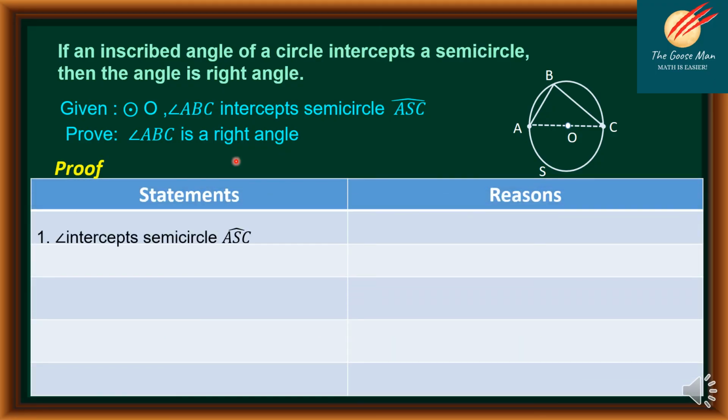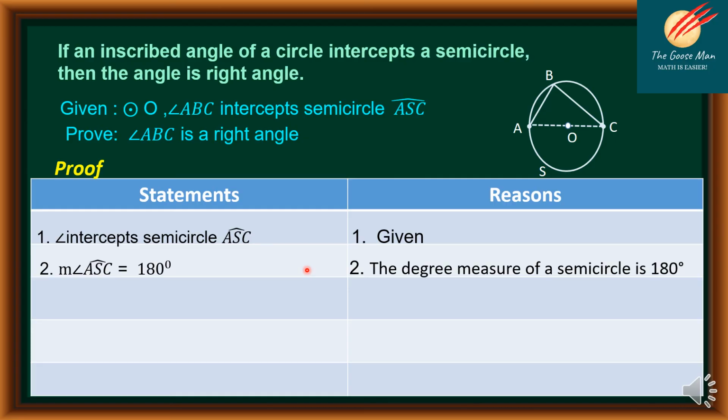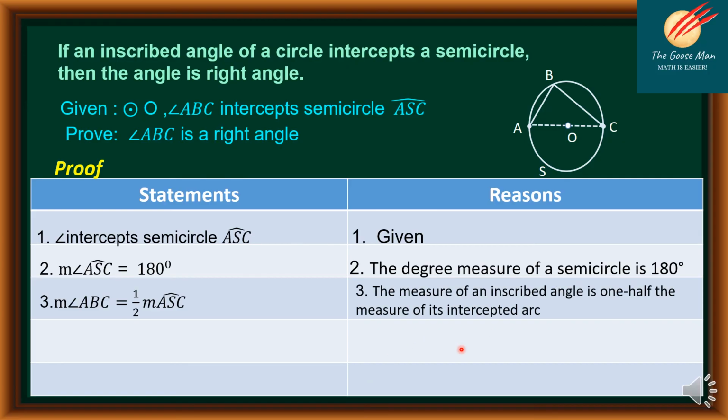For our statement number 1, arc ASC is the semicircle intercepted by angle ABC, and the reason is given. For number 2, the measure of arc ASC is equal to 180 degrees because the degree measure of a semicircle is 180 degrees. For our third statement, the measure of angle ABC is equal to 1/2 the measure of arc ASC, and the reason is the measure of an inscribed angle is 1/2 the measure of its intercepted arc. For statement number 4, we have the measure of angle ABC is equal to 1/2 times 180 because we substitute the value of the measure of arc ASC. So we can say that the measure of angle ABC is equal to 90 degrees.